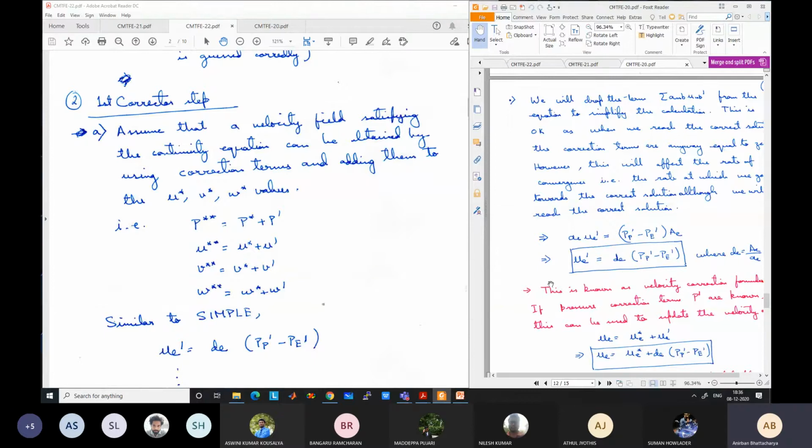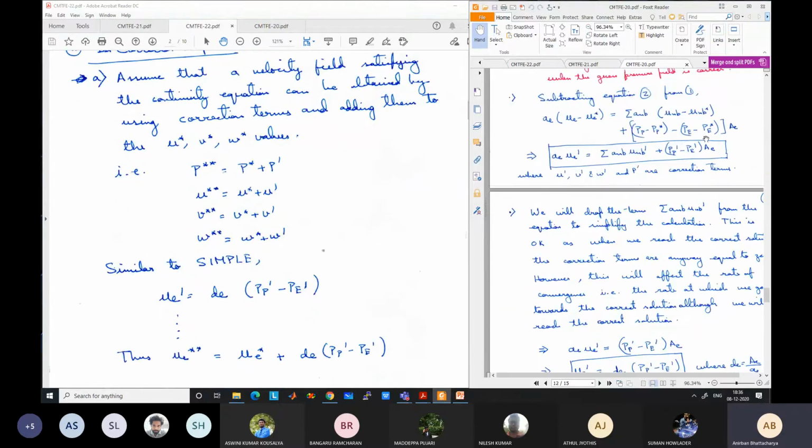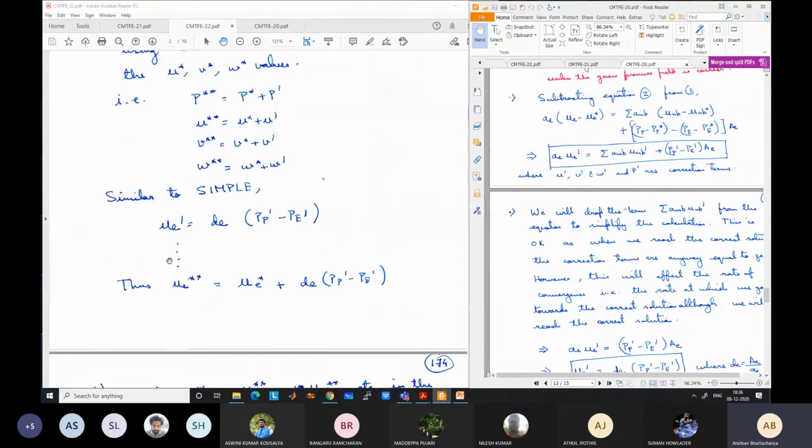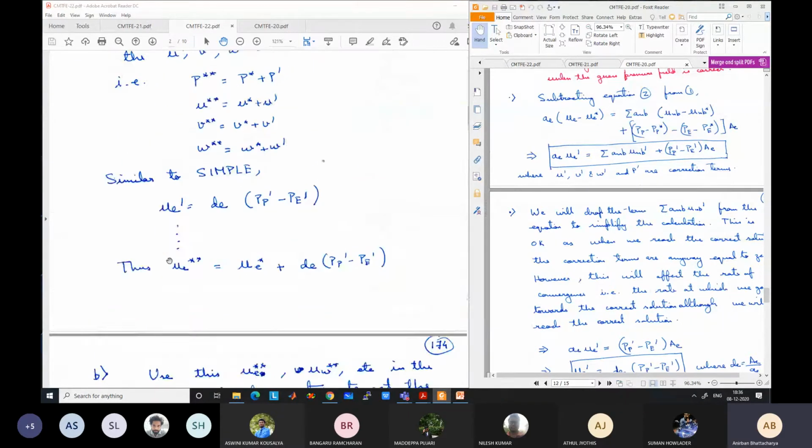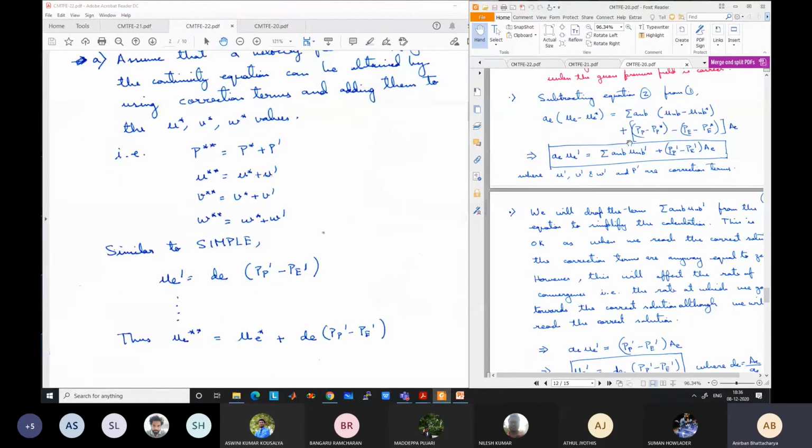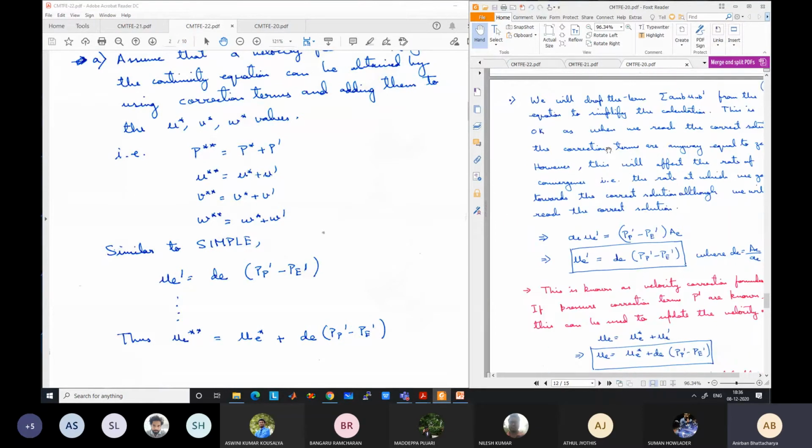Same as SIMPLE. Now we can formulate the exact same equation by subtracting the first equation from the second equation. We can form an exactly similar equation and omit this term, same as SIMPLE, and you will get an equation like this: UE dash is equal to D PP dash minus PE dash. Exactly the same formulation. However, U dash is defined as U double star minus U star.